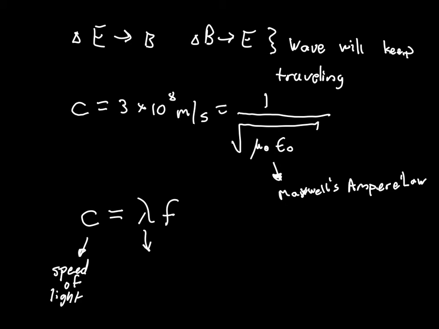Lambda is going to be how big your wave is. It's going to be your wavelength. We'll come back to wavelength a little bit at the end of this lecture. And then f is going to be the frequency, how rapidly your waves are shaking up and down. And we can draw a nice little picture of what this kind of light wave looks like.